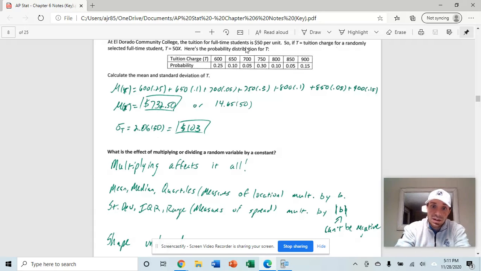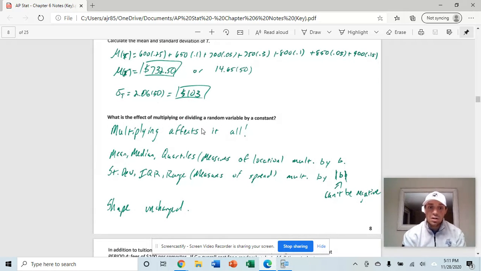For example, here we're multiplying by 50 times everything because it's $50 per unit for the number of units that you're doing. So if we're taking 12 units, that cost is going to be 600. And we're noticing how multiplication is affecting the mean and the standard deviation. And similar to what we saw earlier in the year, multiplying affects it all. So multiplying is going to affect your mean, your median, the quartiles, the measures of location, as well as the standard deviation, the interquartile range, and range, your measures of spread. So the measures of center and location, as well as the measures of spread, will be affected by multiplication.